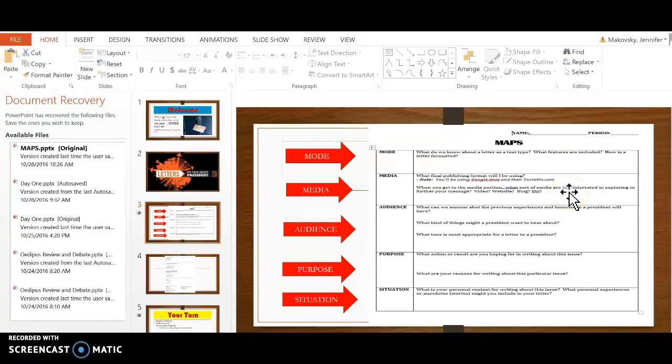Now, media is a little bit tricky. This is just a format to get your brain thinking about how to set up the draft. But for the media, we're going to be using Google Docs. So when it says what final publishing format will I be using, Google Docs and then turnitin.com.